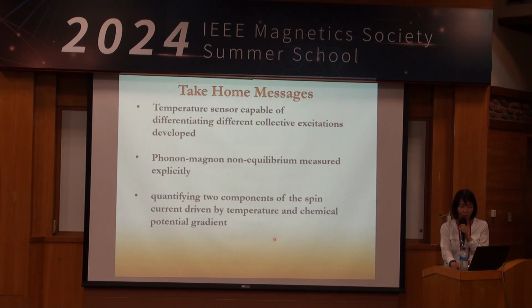I'll just leave it to a take-home message: we can develop temperature sensors for different quasi-particles. And then we can measure the phonon-magnon non-equilibrium. And finally, we can quantify different components in the spin current, either driven by a temperature gradient or a chemical potential gradient. So it's really about quantifying spin current. I'll leave it like that. I know I rushed through this topic already, but anything you can come up with thinking or asking me, I'm happy to answer now.